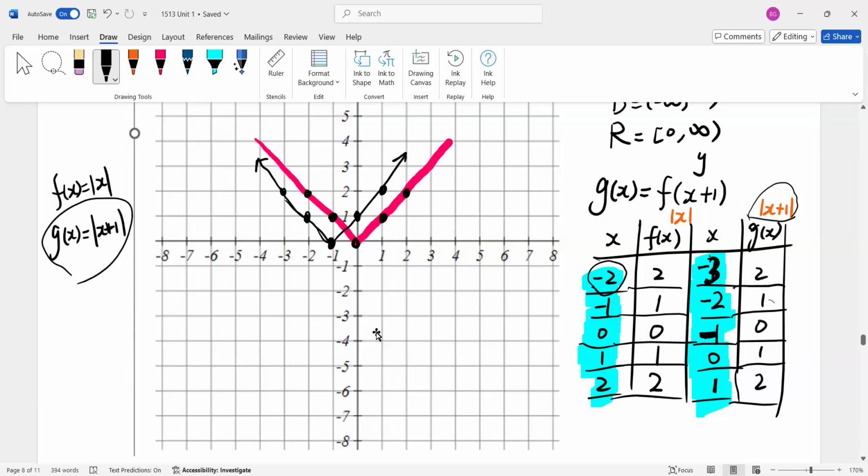Please let me know, what do you think? I think I get it. You get it, perfect. What about other students, please? I get it. Okay, cool, very good.